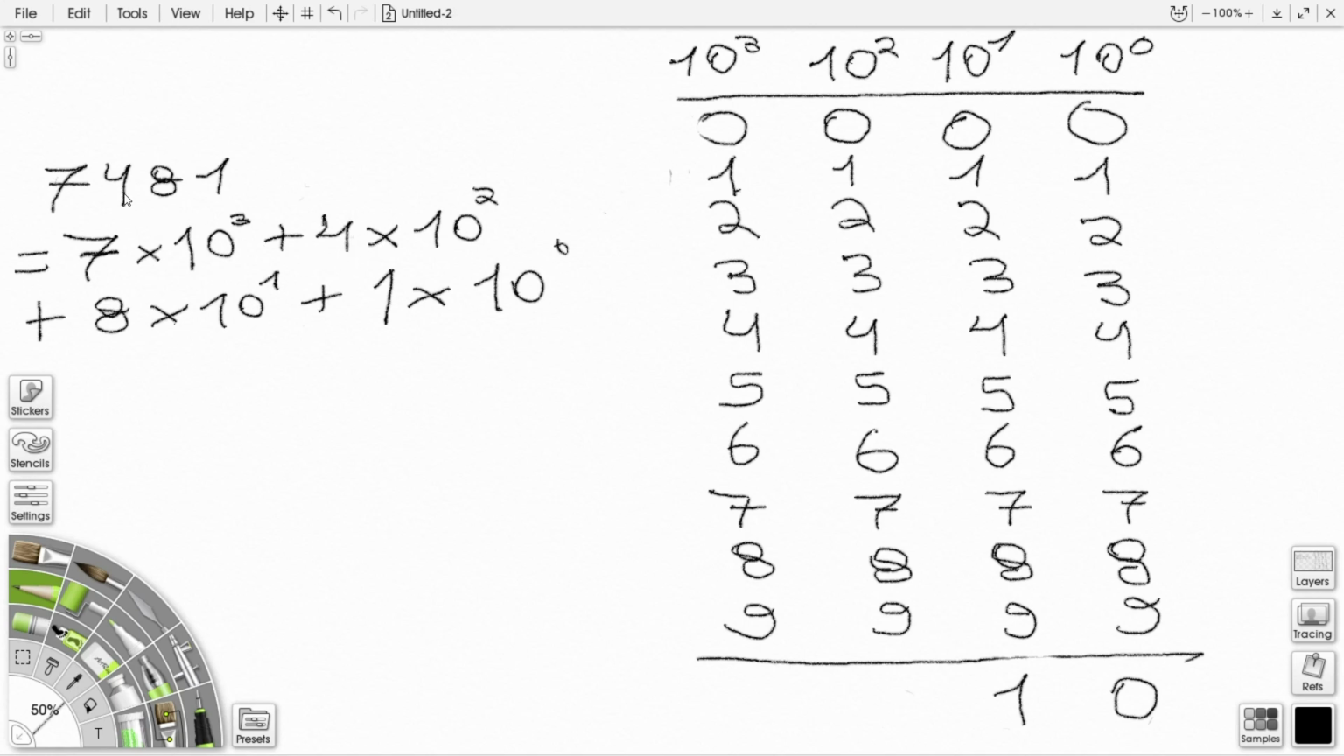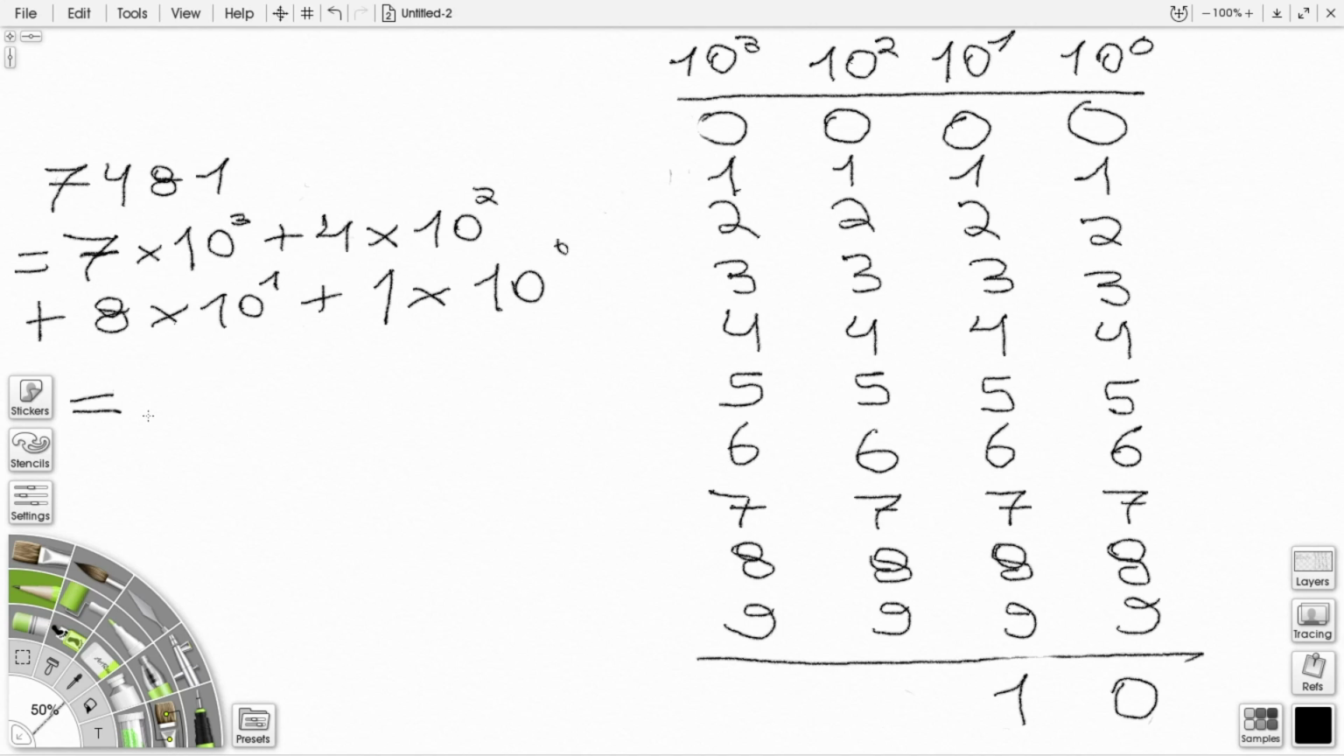the next house. So the next house is 10 to the square, 10 to the power of 2. So what is the amount of tens to the power of 2 that we have? We have 4. What is the amount of tens to the power of 1 that we have? We have 8. And finally, what is the amount of tens to the power of 0 that we have? We have 1. Okay, so the result is going to be 7 times 10 to the cube.